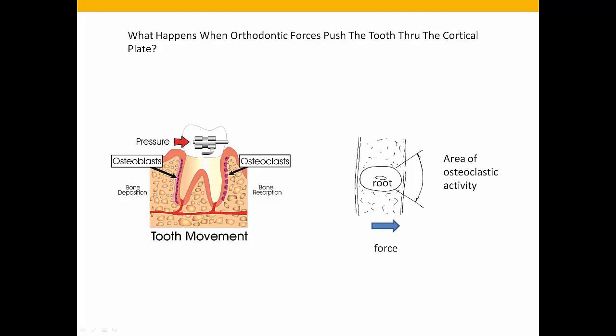But once you start putting buccal or lingual forces on the tooth, you only get compression on the leading edge of that root, which creates osteoclastic activity. It's not realistic to think that that osteoclastic activity somehow converts to osteoblastic activity because there's no opportunity for tension on the leading edge of that root.